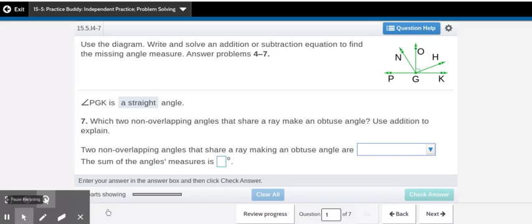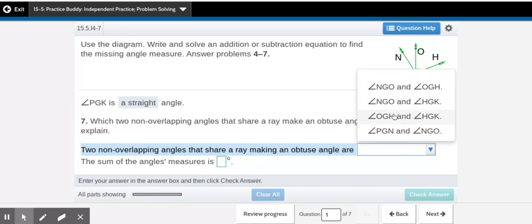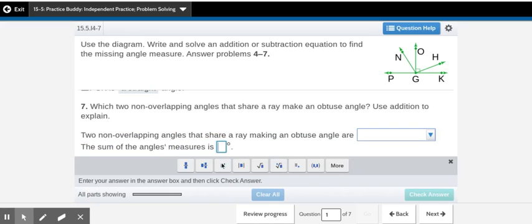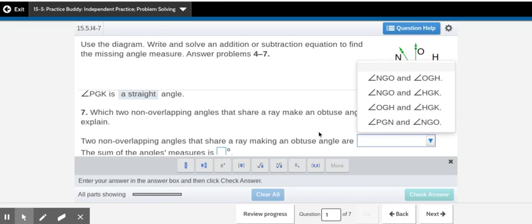Again, we are correct. Which two non-overlapping angles that share a ray can make an obtuse angle? Use addition to explain. So two non-overlapping angles that share a ray making an obtuse angle are these options, and then it says the sum of the angle measures are this. Remember, we're looking for obtuse.